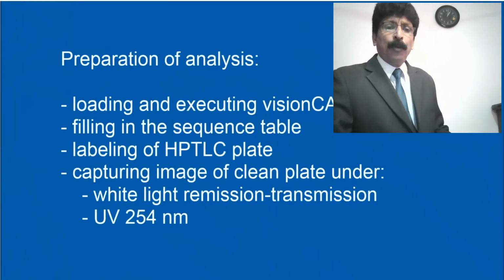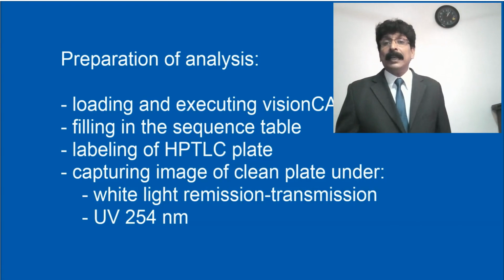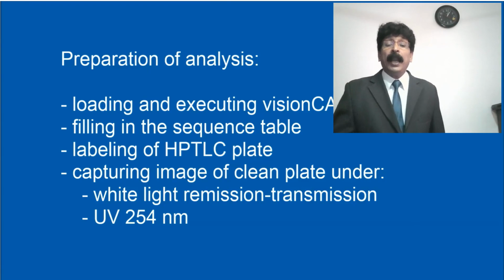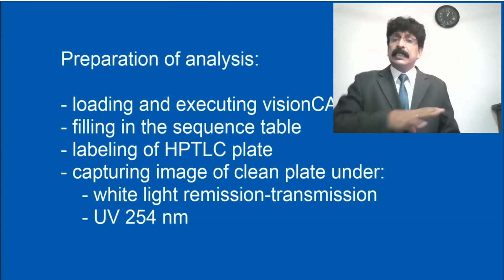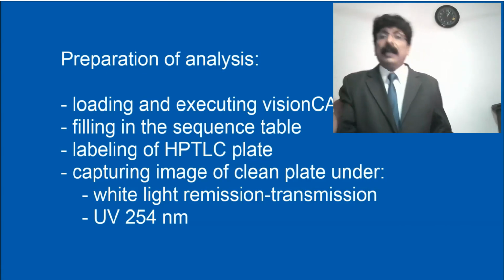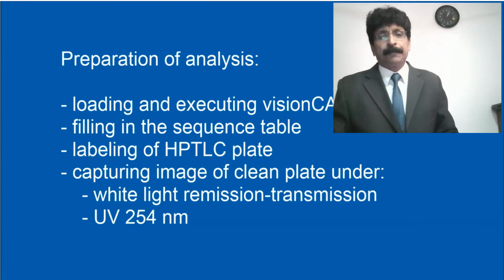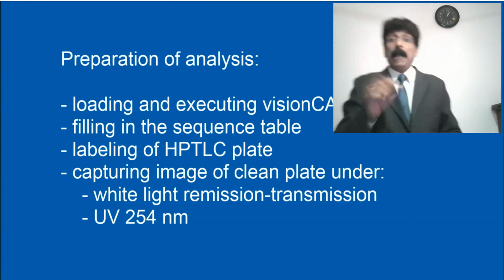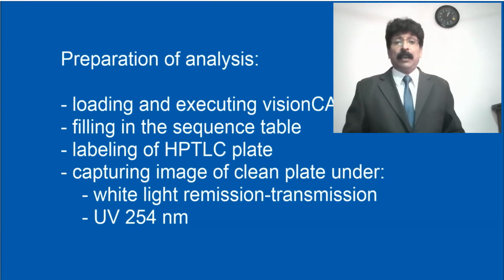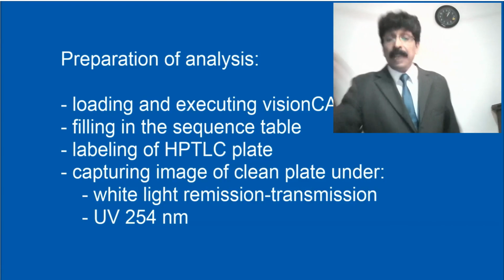Just it is loading. Next step is loading and executing the vision CAT, that is the software which is used by the instrument, filling the sequence table, labeling all the HPTLC plates, naming that Ginkgo biloba, you are using Ginkgo. So if you are using Senna, you have to write Senna. What type of sample you have taken, sample number, sample details should be written on the plate, and label the plate, capture the image. Without sample you have to capture the image first, how it is, in white light transmission, and also UV light transmission. The computer will give the picture and you can save it for your sample.